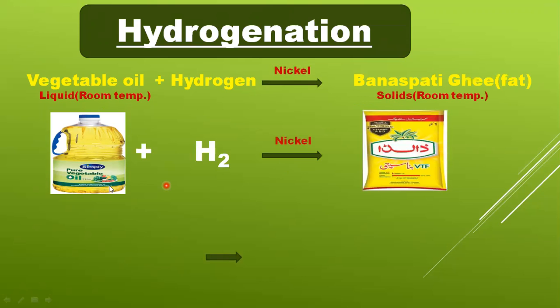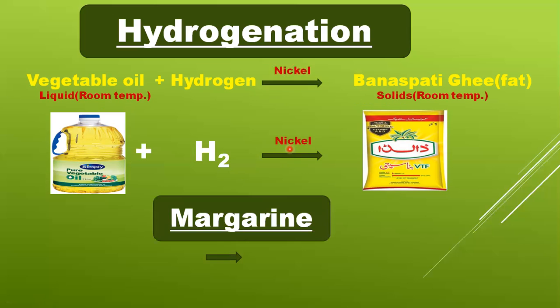As you can see here, this is a vegetable oil. When we add hydrogen to it in the presence of nickel, it is converted into banaspati ghee. Now the question is, what is basically nickel? Nickel is a catalyst which can catalyze a chemical reaction, or speed up the chemical reaction.